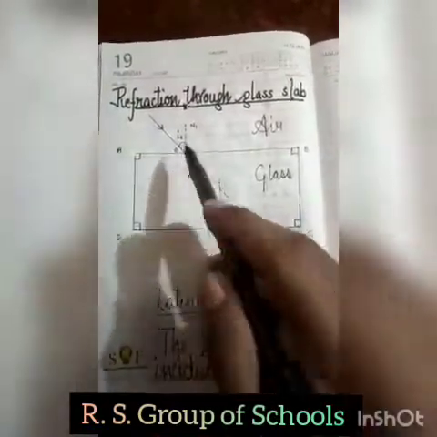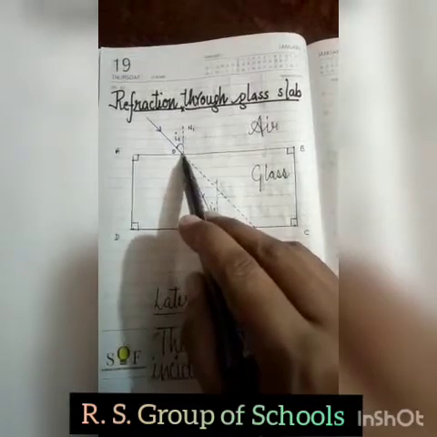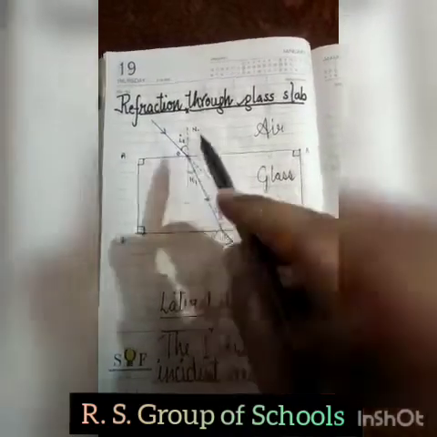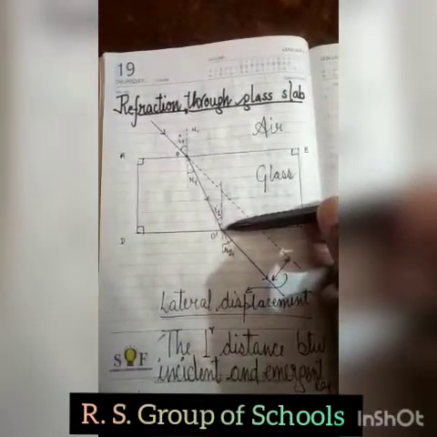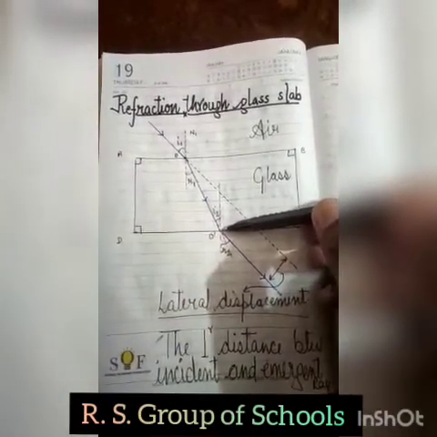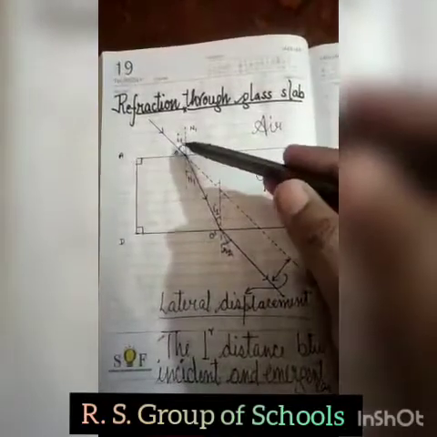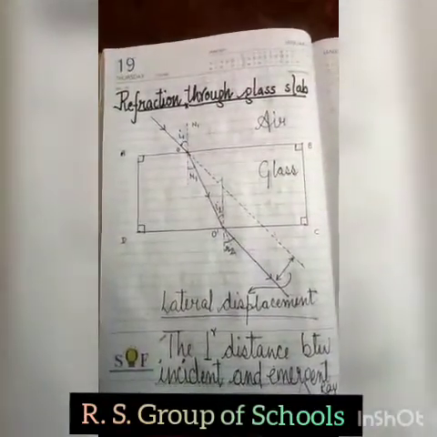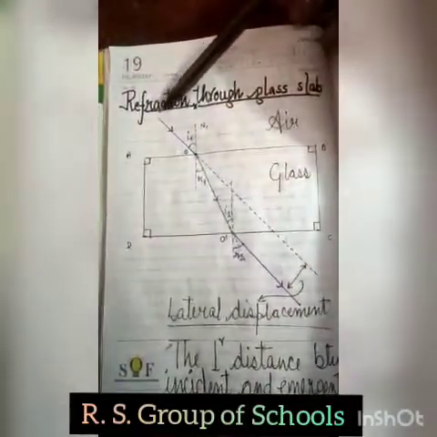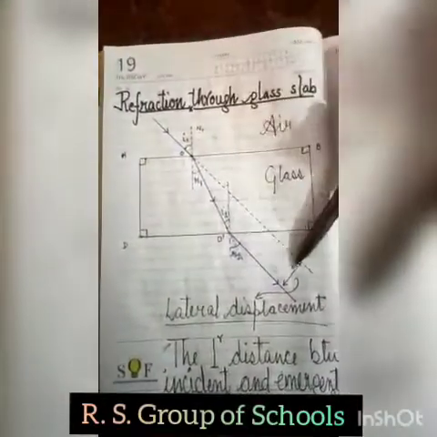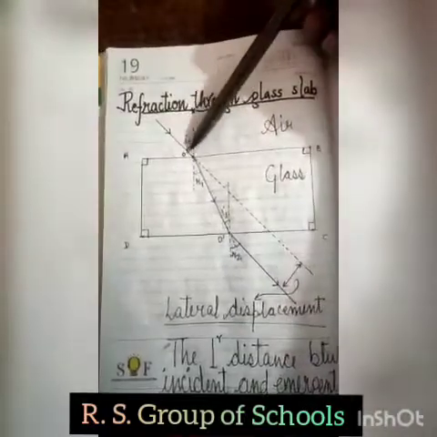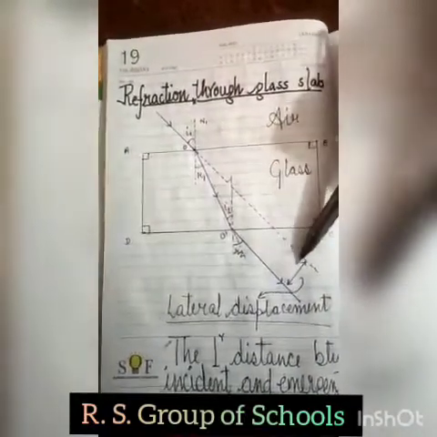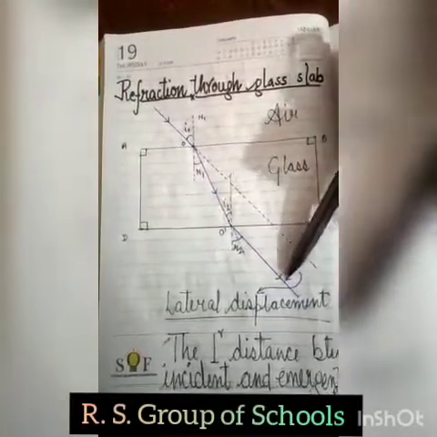So first of all, we should apply Snell's law at point O. Thereafter we will apply Snell's law at point O dash. And when we make some mathematical conclusions, we come to the result that the incident ray, this one, is parallel to the emergent ray, but it suffers some lateral displacement.